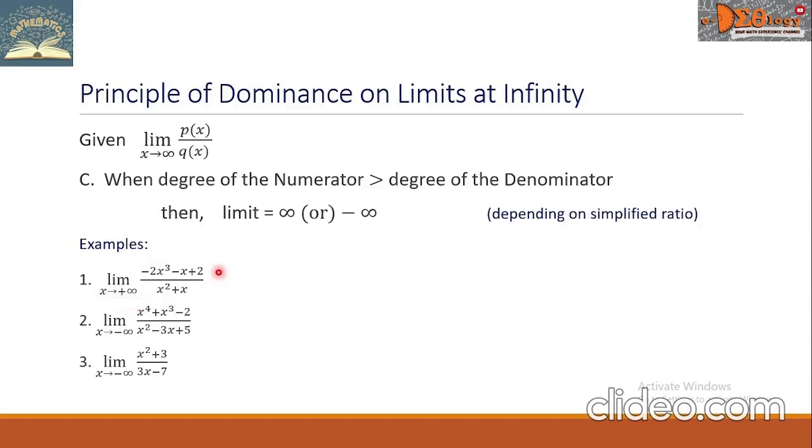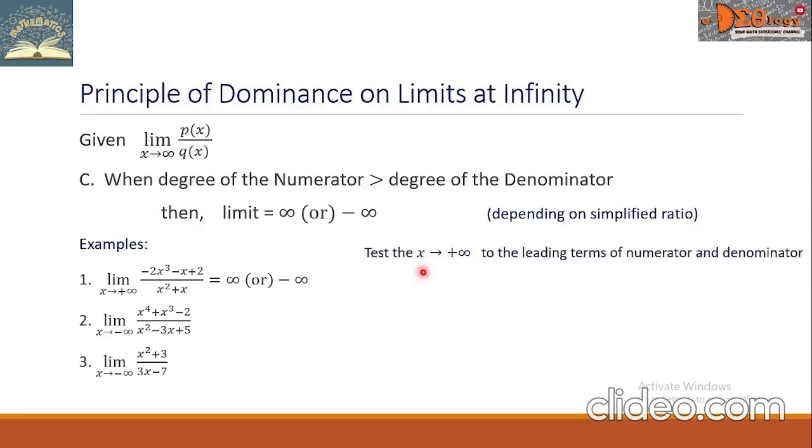In the numerator, degree is 3. In the denominator, degree is 2. So, degree of numerator is more than degree of denominator. In this case, the answer is positive infinity or negative infinity. Now we will decide which one is the answer.